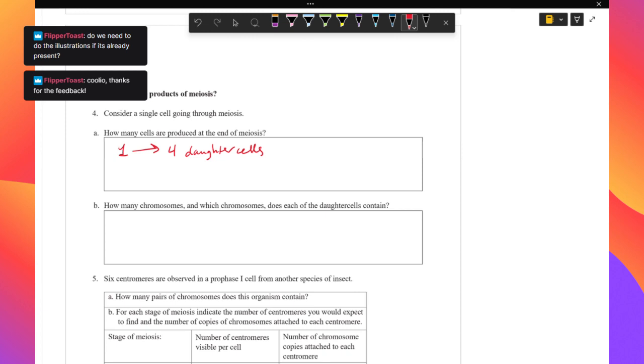How many chromosomes and which chromosomes does each of the daughter cells contain? So each daughter cell is going to have half the number of chromosomes from the parent cell. So each daughter cell has 1/2 number of chromosomes.